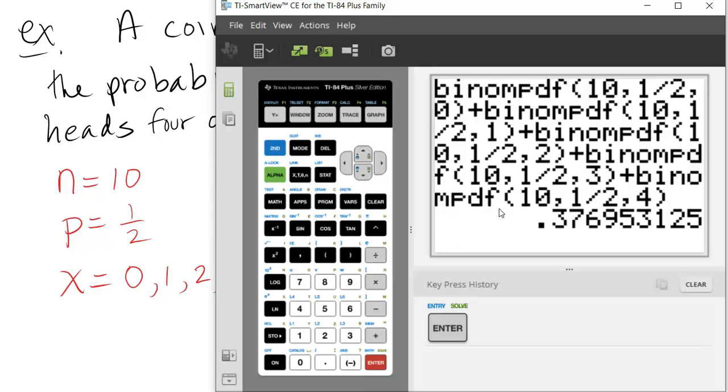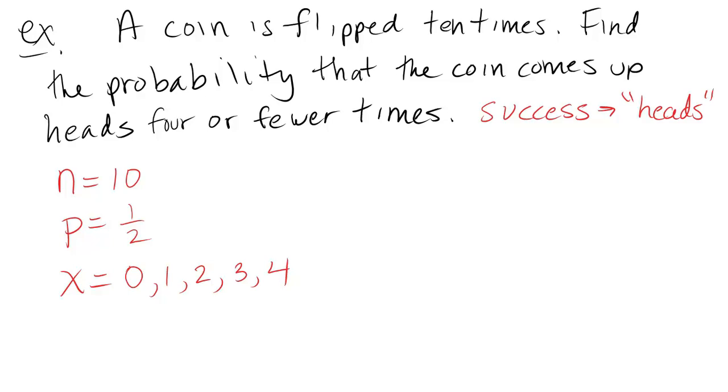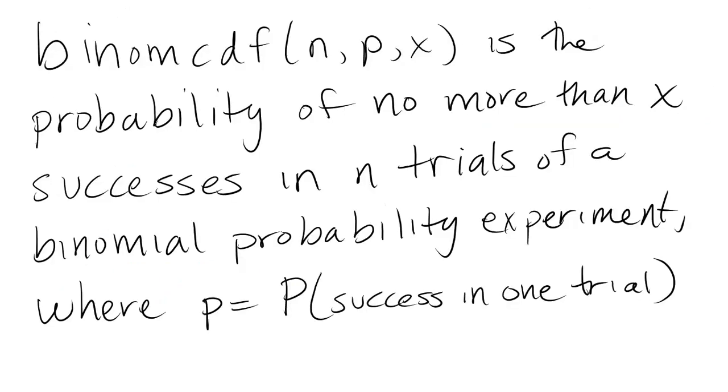Because this situation of adding up multiple Binompdf probabilities comes up fairly often, the calculator is actually programmed with a second calculator function that will do that automatically. And that's this new Binomcdf calculator function. Binomcdf of n, p, x is the probability of no more than x successes in n trials of a binomial probability experiment, where lowercase p is the probability of success in any one trial.